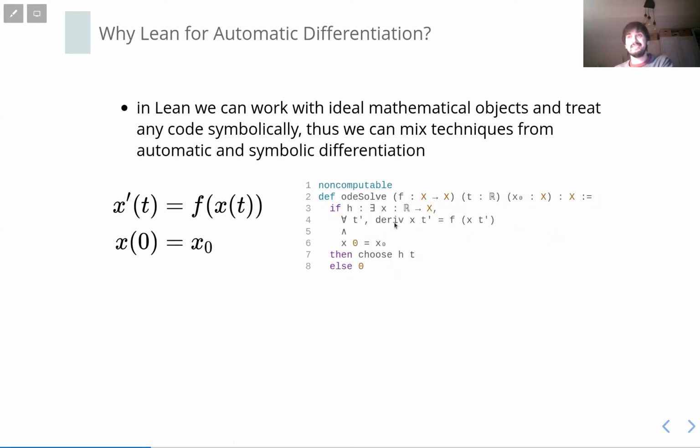And what it does is it asks if there exists a solution. If there exists, it returns the solution. Otherwise, it just gives up and returns zero. Such a function is not really computable in any sense. You cannot really run this function. Therefore, it's written non-computable. So it's just a symbolic representation of it.